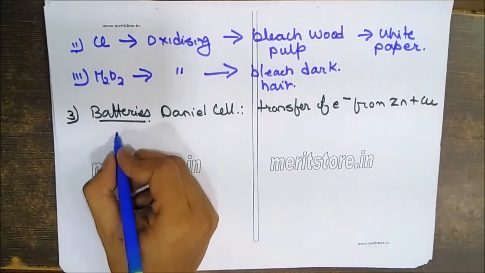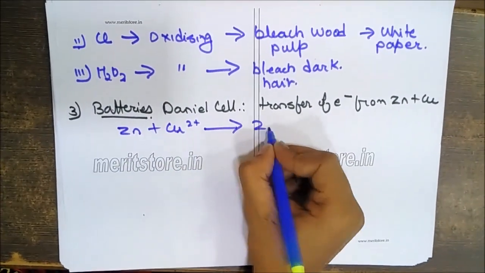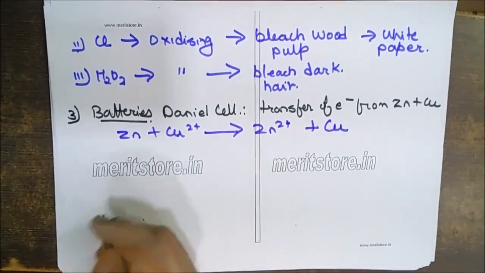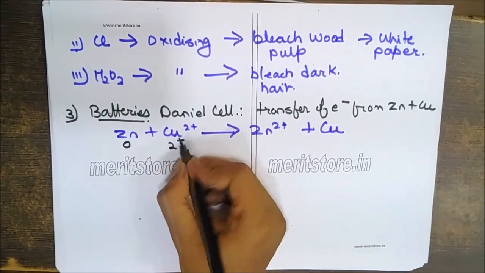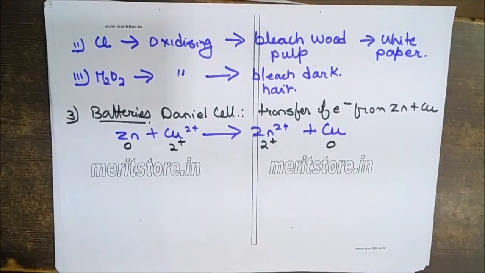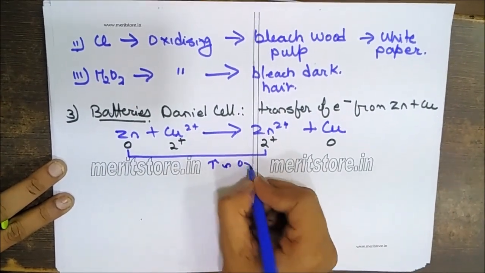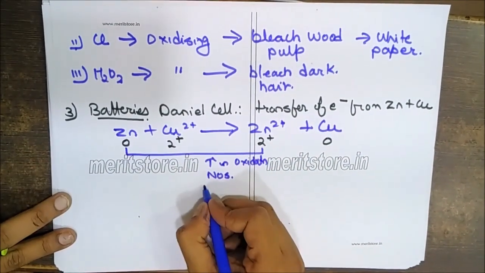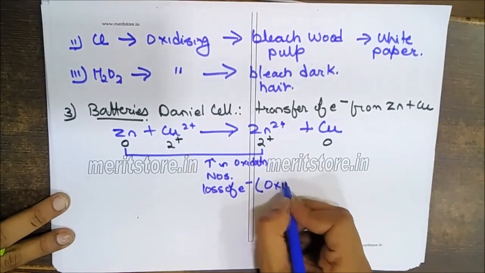So how this transfer happens is Zn plus Cu2+ forming Zn2+ plus Cu. Let's assign oxidation numbers. Zn would have an oxidation number of 0 because it is in free state. Cu would have an oxidation number of 2+. Zn again 2+. Cu will have 0. So look here. Zn has undergone increase in oxidation number. Increase in oxidation number means there is loss of electrons, which means there is oxidation.